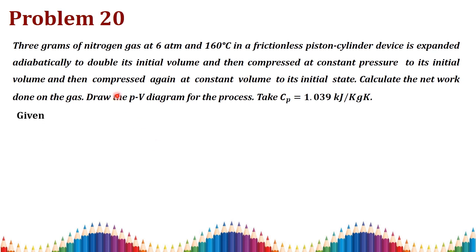Then problem 20: 3 grams of nitrogen gas at 6 atmosphere. Here the mass is 3 gram, so convert it into kilogram. Nitrogen is a gas. Then the pressure is 6 atmosphere and the temperature is 160 degrees Celsius. The 6 atmospheric pressure is converted into 6 into 1.01325 bar. With the piston cylinder device, it is expanded adiabatically to double its initial volume, so V2 is equal to 2 times V1 here.